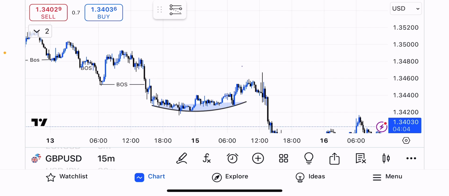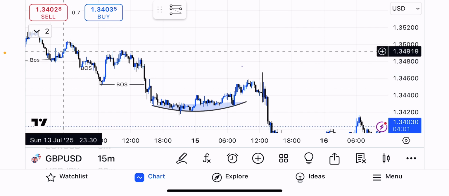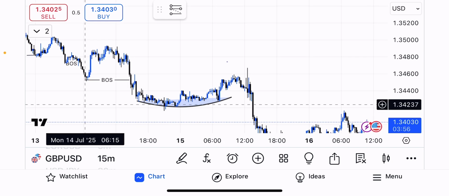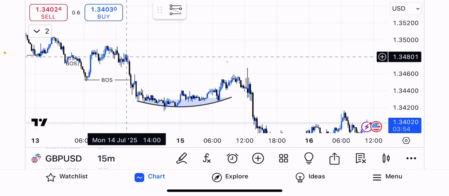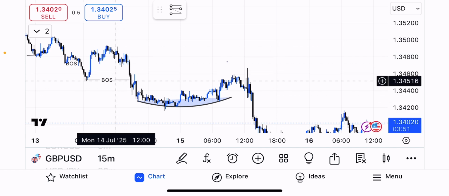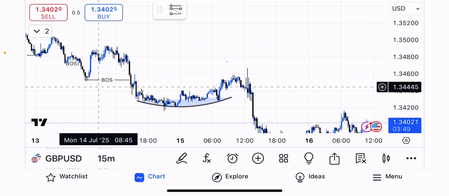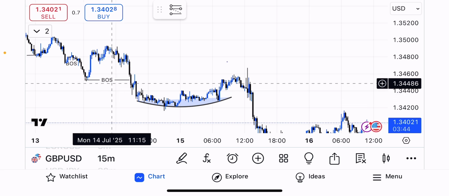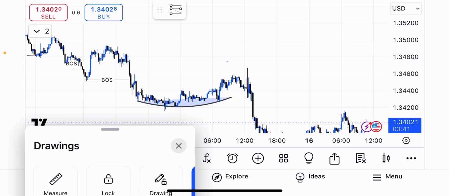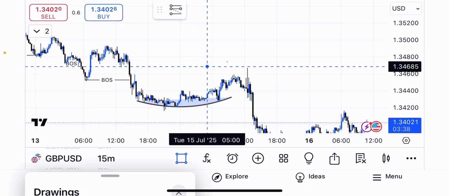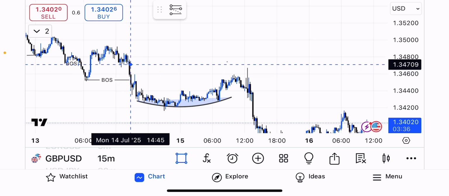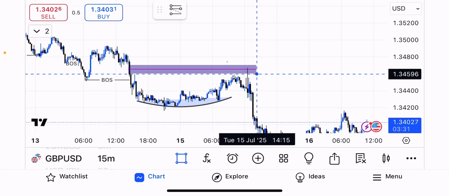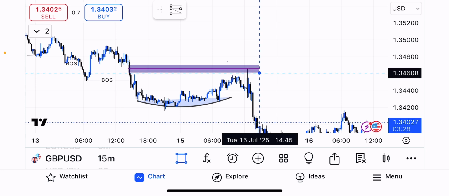We couldn't enter from here. But we're looking for a perfect area. Thereby, we found this strong imbalance that came with a break of structure. For the SMC traders, where we talk about the order block and the FVG, fair value gap and all. So now, we took this trade from the FVG, which was here. We took the trade from the FVG here.